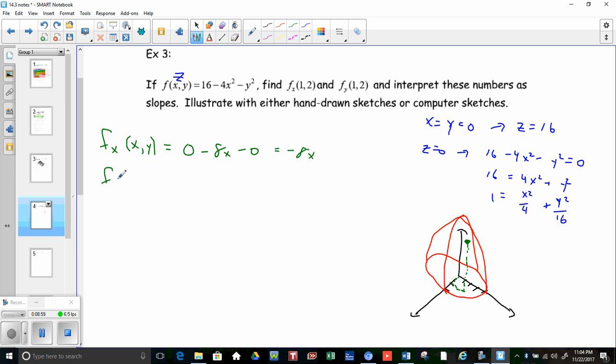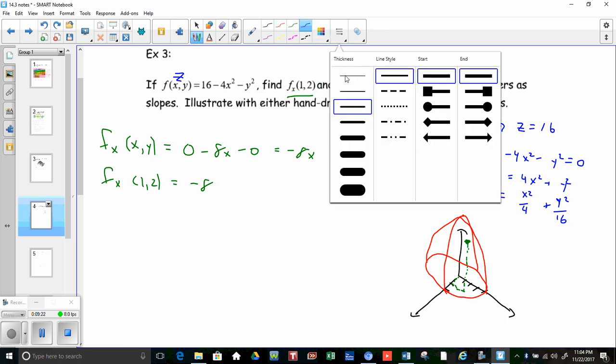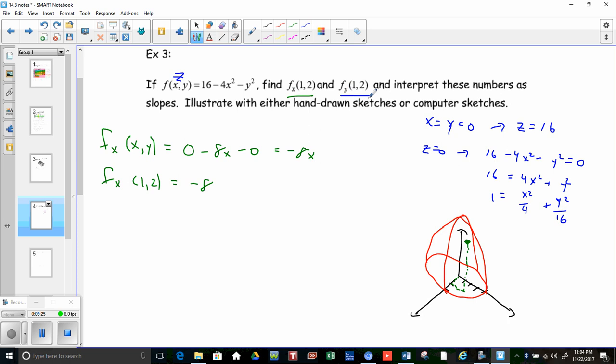And if I want the partial at the point (1, 2), that says take the partial derivative with respect to x and then plug in 1 for x, 2 for y. Well, I only have an x to plug it into, so what we get is negative 8. And then it also wants me to find the partial with respect to y. So that was the partial with respect to x. Now let's do the partial with respect to y right here.